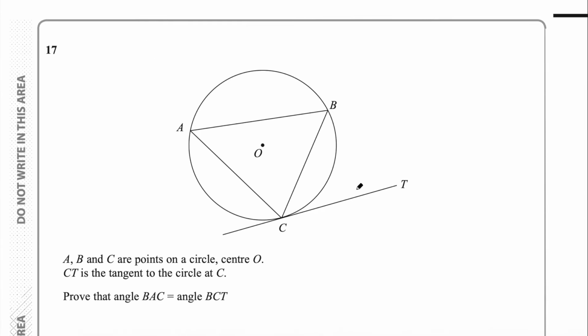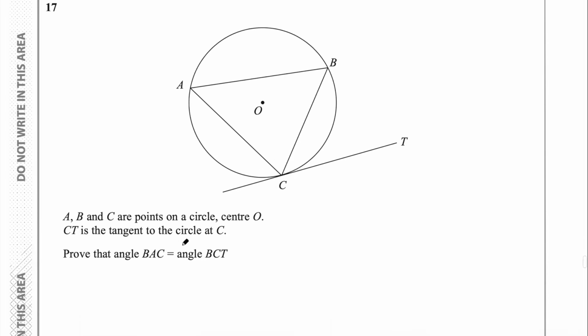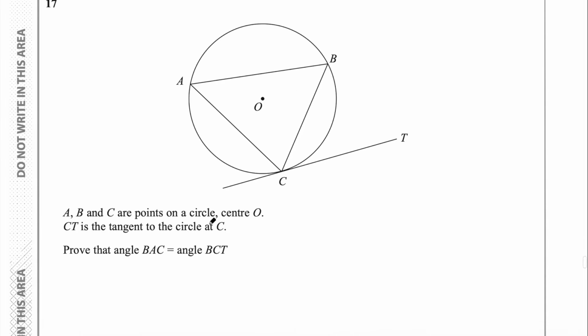Question 17 gives us a diagram, and it says A, B, and C are points on a circle, center O. CT is the tangent to the circle at C. Prove that angle BAC equals angle BCT. Okay, so BAC is here, and BCT is here. All right, so this is going to involve the double angle formula.